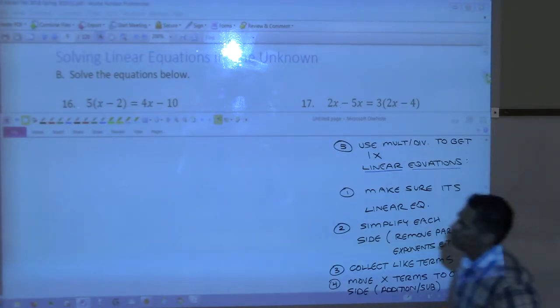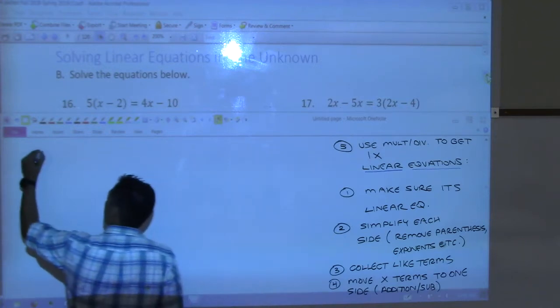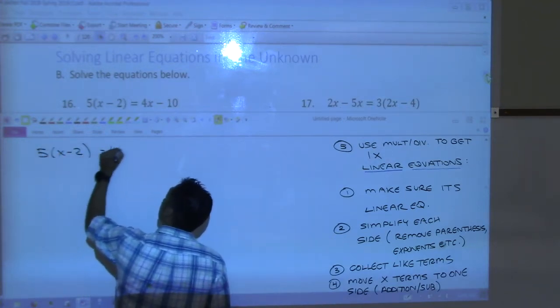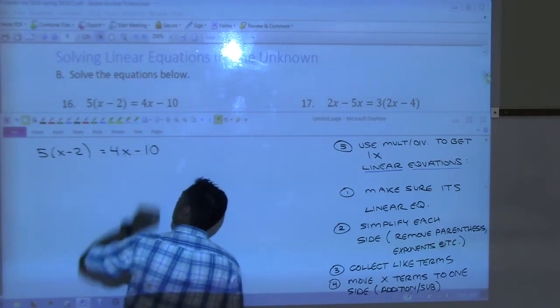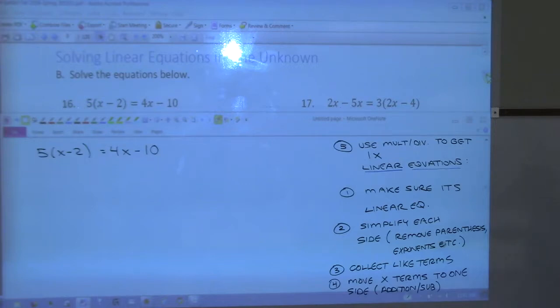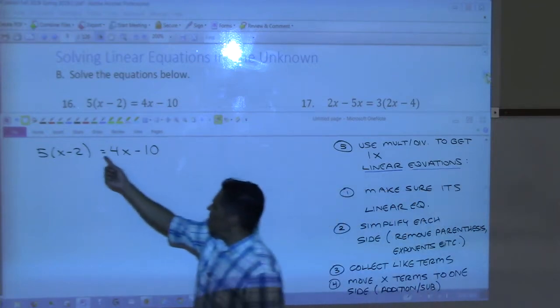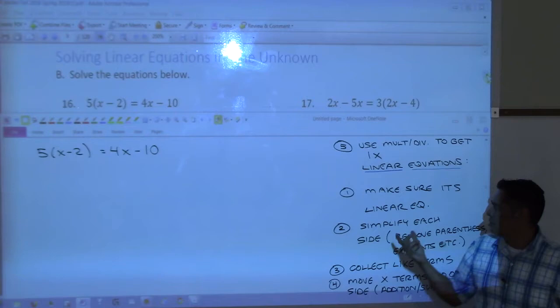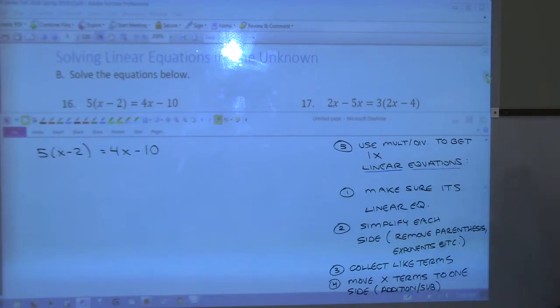All right, so let's do this first one. We have 5, and then parentheses x minus 2, and then equals 4x minus 10. So first step, make sure it's a linear equation. So look at it. I see equal sign. I see x raised to the first power, so I'm good. So now I'm going to simplify each side.